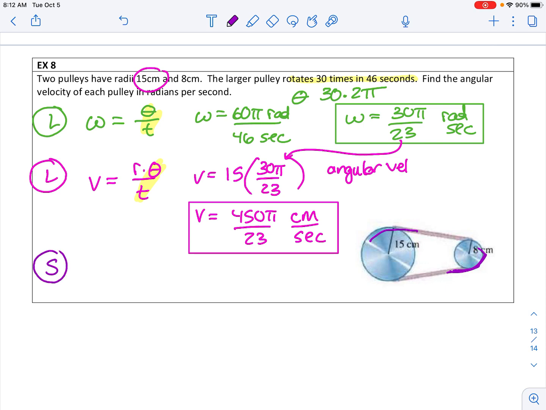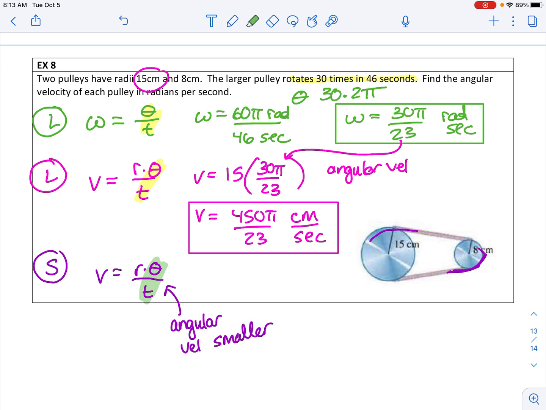So now let's work with our smaller. If we want to find our angular velocity, our angular velocity is our angle over time. What we probably need to start with, though, is our formula. That's our end game. Our formula of linear velocity is r times theta over t. Very similar to what we did above, but now we have our angular velocity we're going to be finding. That's the angular velocity of the smaller.